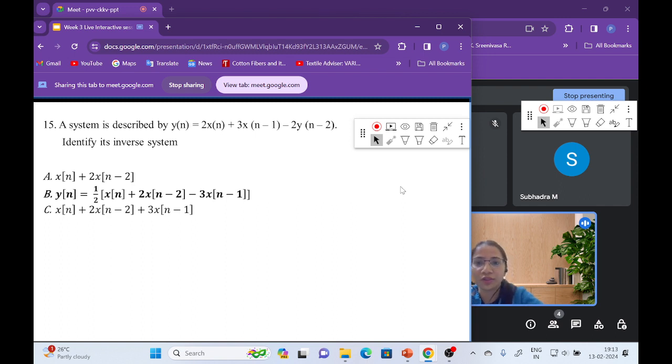Okay, let's solve this question. What I told you, in order to find the inverse system, just try to replace x with y and y with x. So here y of n will be replaced by x of n.